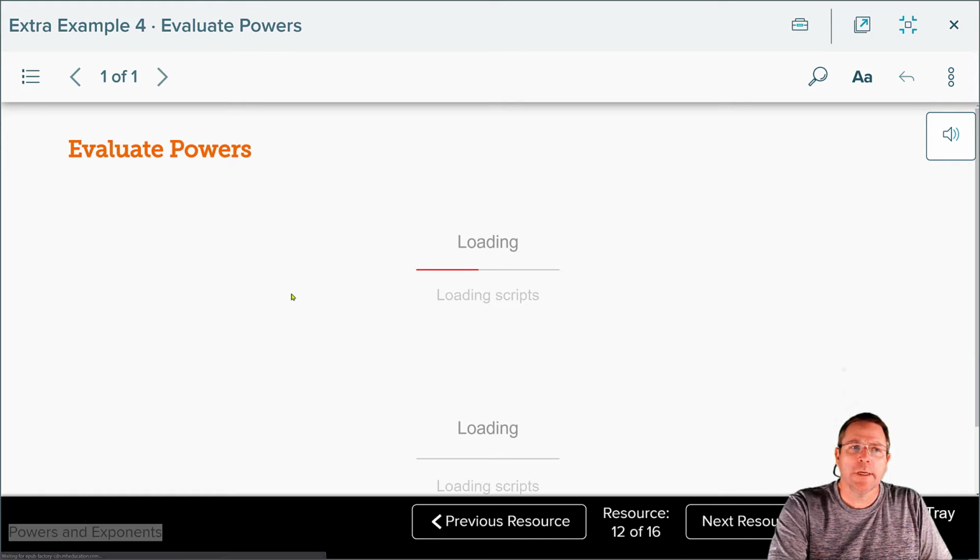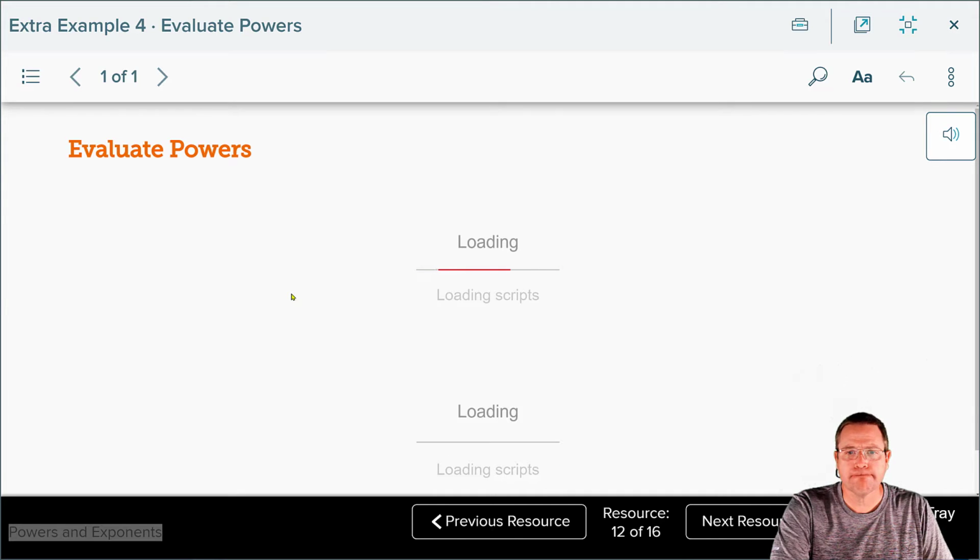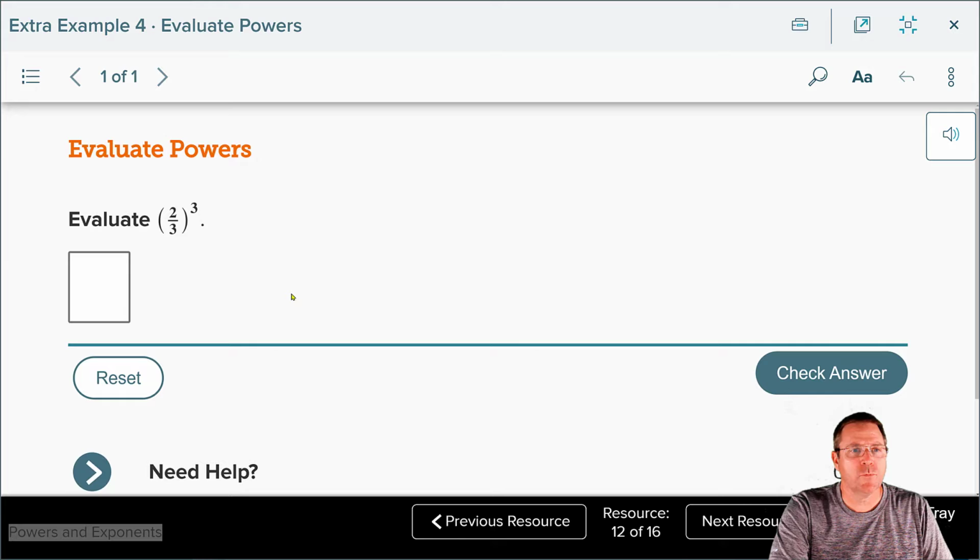And now, once again, it's going to be your turn to evaluate some powers on your own. Let's see what it gives you. There we have it. 2/3, all raised to the 3rd power. You go ahead and solve that one on your own. Did you stop the video and do it? You need to.